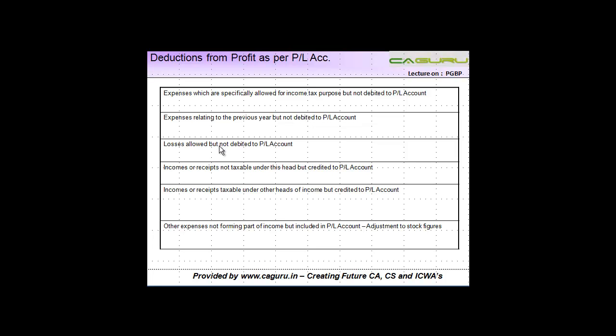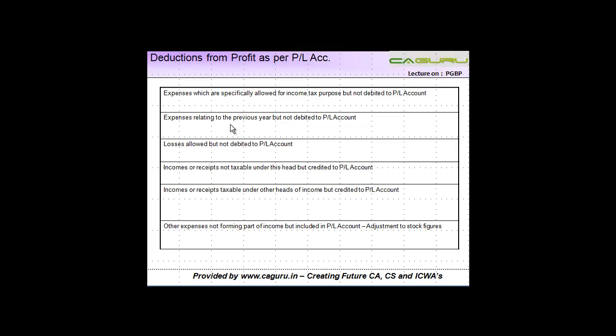In the previous video, or the previous slide, we saw the various additions to be made to the profit as per the profit and loss account. Let us now see what are the deductions to be made from the profit as per profit and loss account. Please note, as I said, the word profit is very important here, because if your profit and loss account shows a loss, then instead of reducing these numbers, these have to be added. And the reasons for that we had discussed in the previous slide as well.